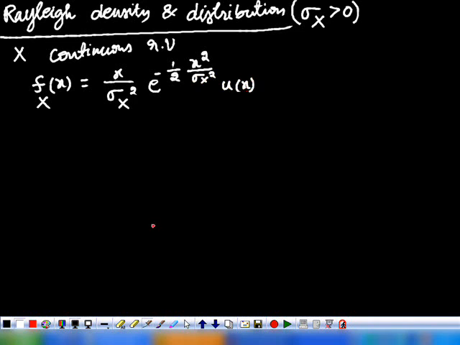So this is the definition of the Rayleigh probability density function. This is the probability density function of the random variable x, which is called the Rayleigh probability density function. Here x by sigma x square is multiplied with an exponential function that in turn is multiplied with the unit step function. We already know that u of x is 0 for x less than 0. So obviously fx of x is 0 for x less than 0.